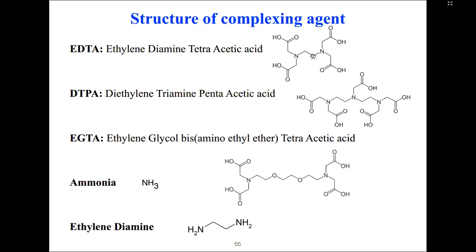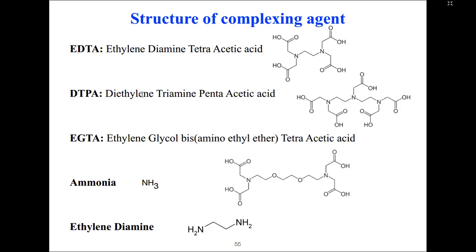The carbon chain length is two, and both carbons are attached to an amine. Here it is represented by nitrogen. So that is diamine. These nitrogens are supposed to have two hydrogens, but instead of two hydrogens, they are attached to acetic acid. So each nitrogen is attached to two acetic acids, hence there are a total of four acetic acids. The longest carbon chain length is two, that is ethylene. And this is ethylenediaminetetraacetic acid, one example of a complexing agent.